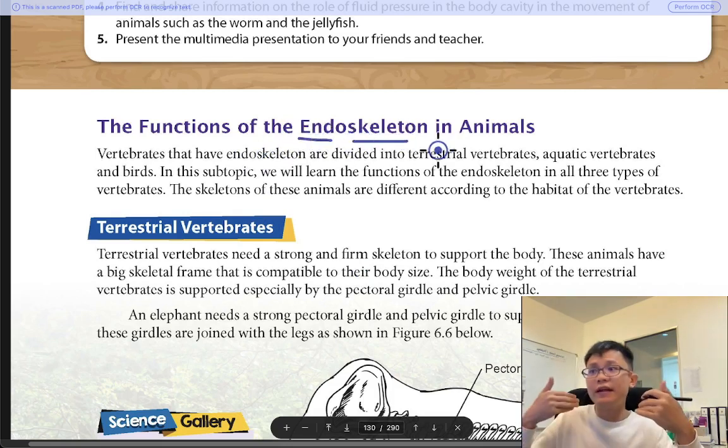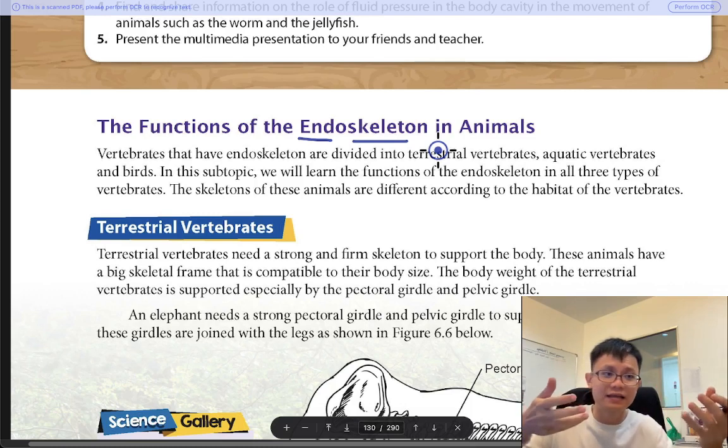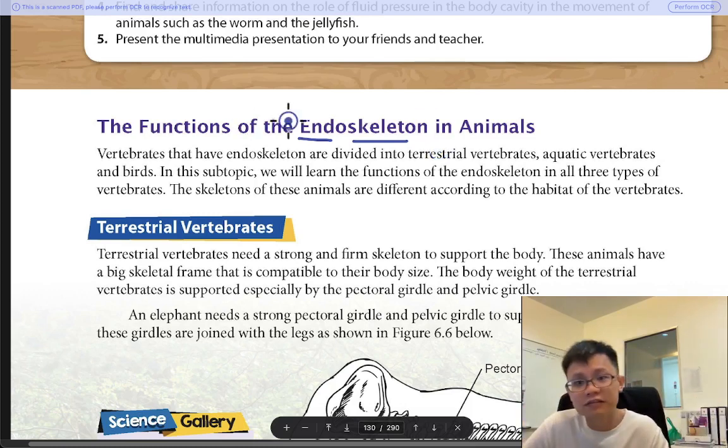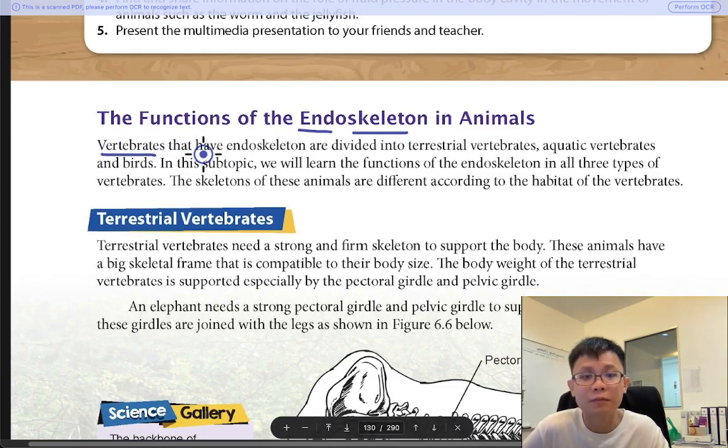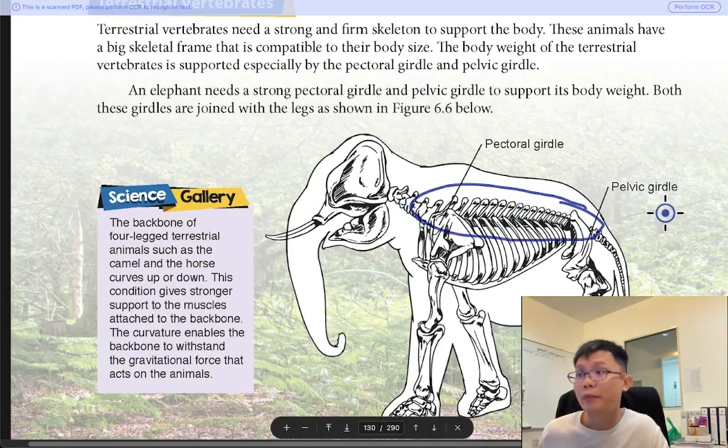Okay, the function of the endoskeleton. We already learned from the previous video about the exoskeleton. Exo means outside. Now it's the endoskeleton, which is inside. Vertebrates means the animal has a backbone. So you can see here is the backbone, vertebrates.